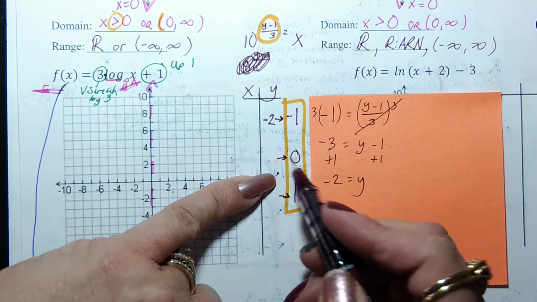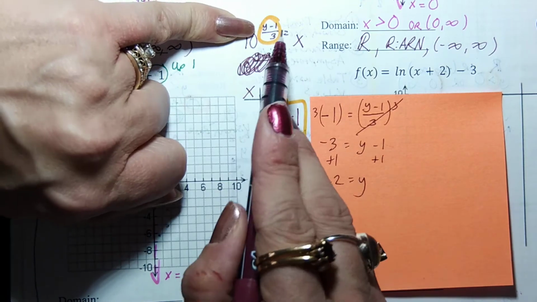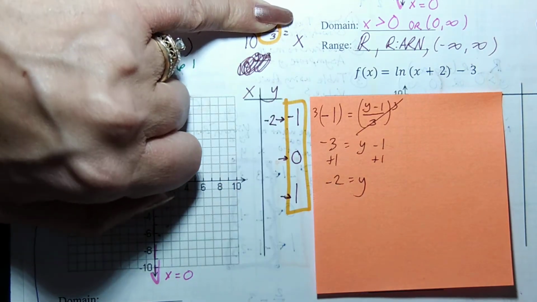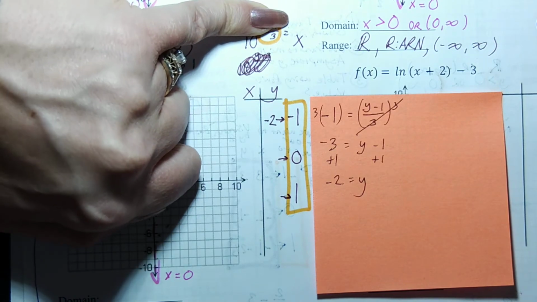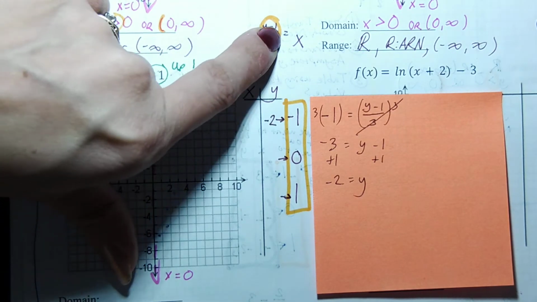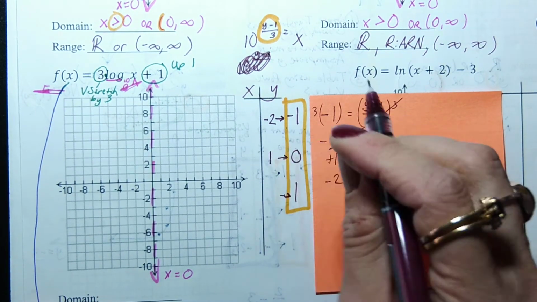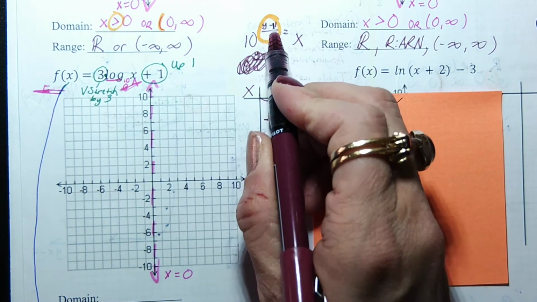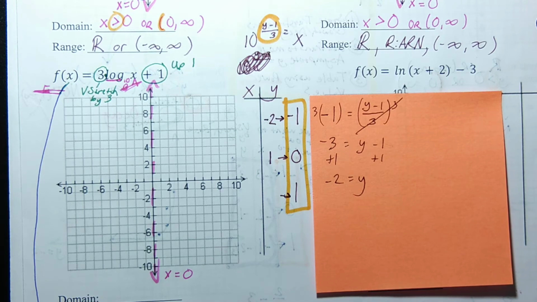So what about 0? How am I going to get this whole fraction to be equal to 0? Well, what divided by 3 gives me 0? 0. What minus 1 will give me that 0? 1. So 1 minus 1 is 0, and 0 divided by 3 is 0. And that's going to give me that nice power value.